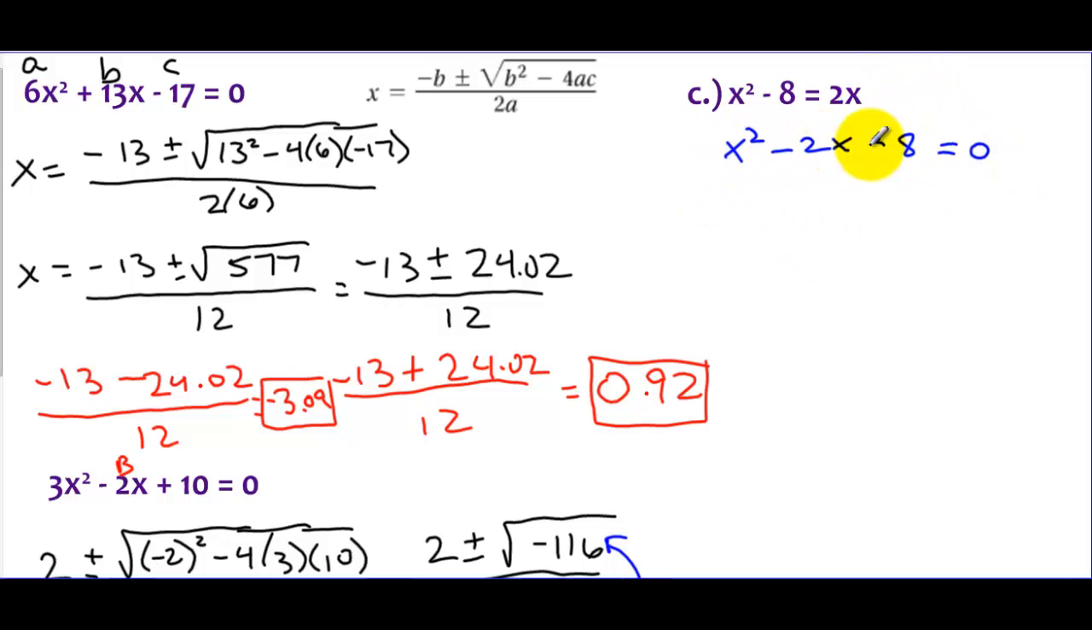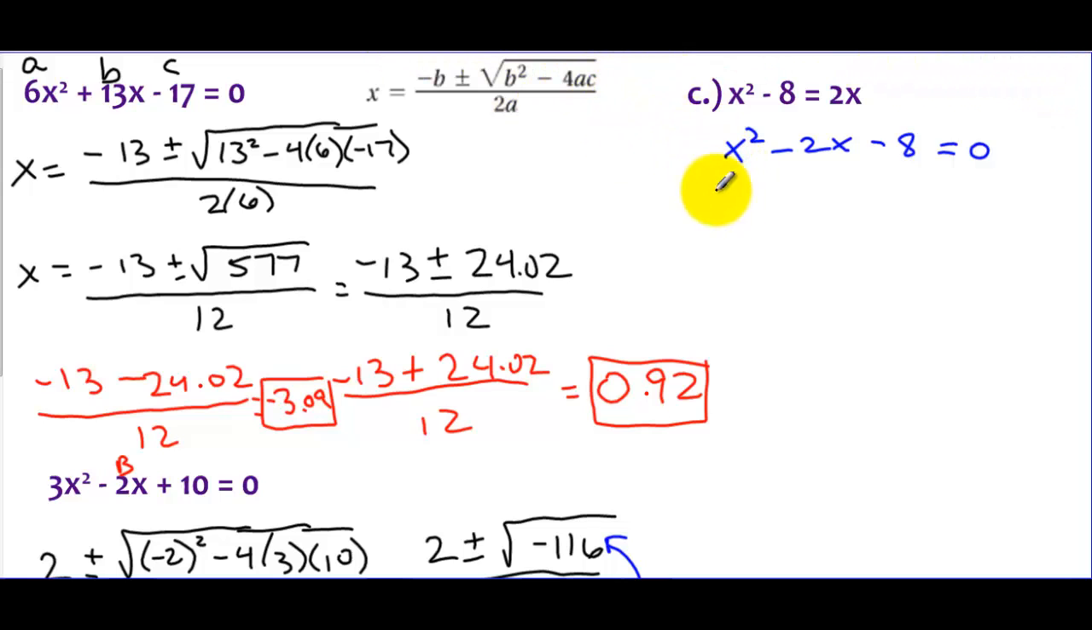If you notice, this is actually a factorable expression. This turns into x minus 4 and x plus 2 equals 0. I can see I'll get a 4 solution out of this one and a negative 2 solution out of that one if I use the factoring method. So I want to show you that even though this is a good factoring method problem, I can still use the quadratic formula here.